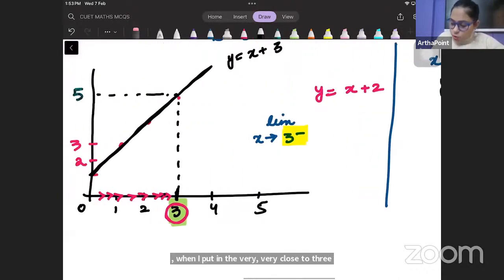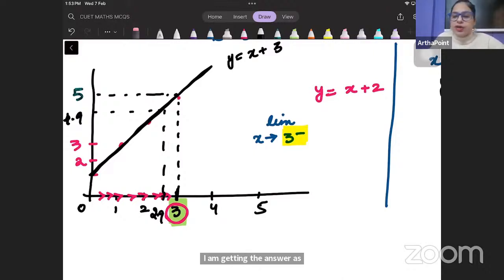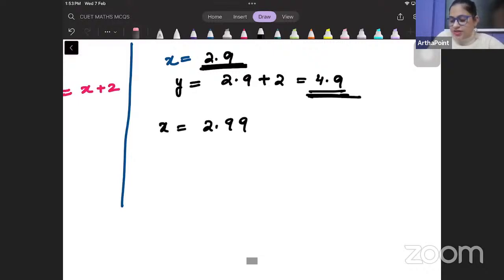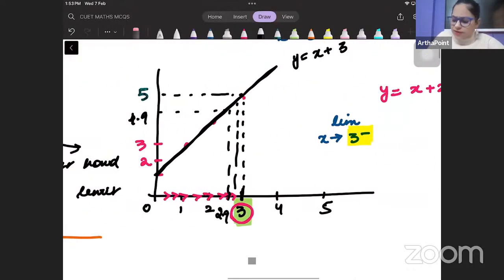So when I just plug in 2.9, I am getting the answer as 4.9. Next, what can I do? Let me plug in something again, close enough to 3. Okay, let me put 2.99. So what answer will come for y? It would be 2.99 plus 2. That means 4.99. So I am going more and more close to the value of 5.